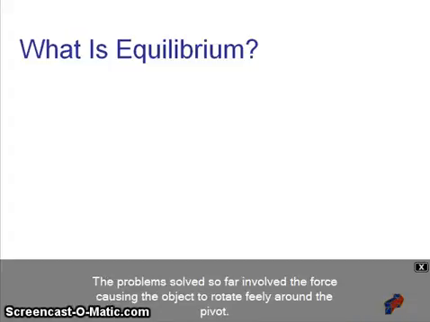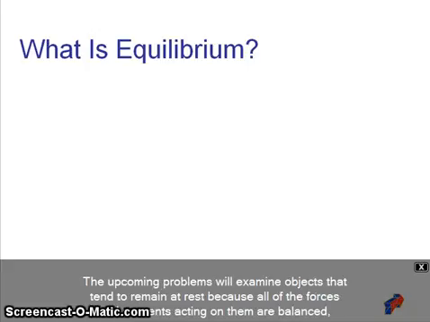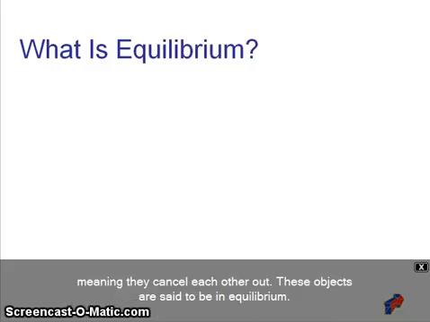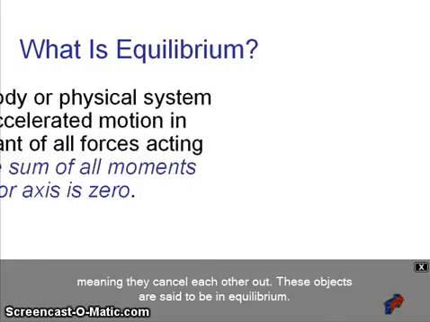The problems solved so far involved the force causing the object to rotate freely around the pivot. The upcoming problems will examine objects that tend to remain at rest because all of the forces and moments acting on them are balanced, meaning they cancel each other out. These objects are said to be in equilibrium.